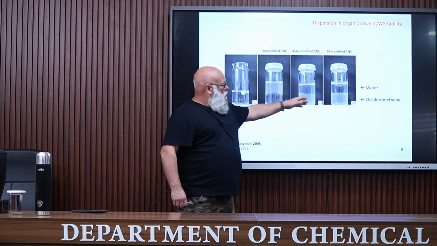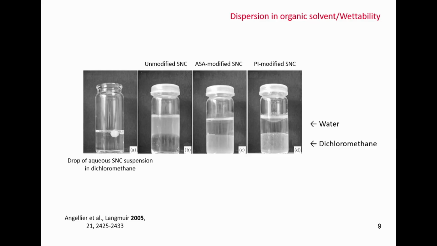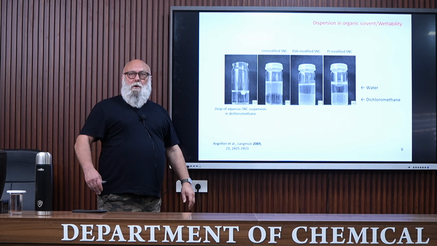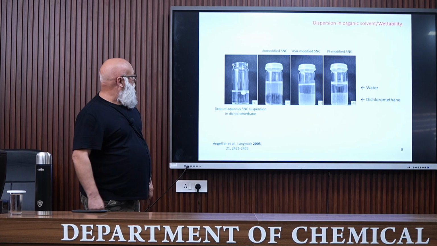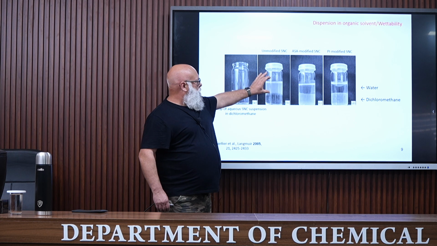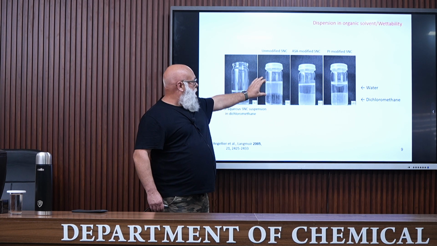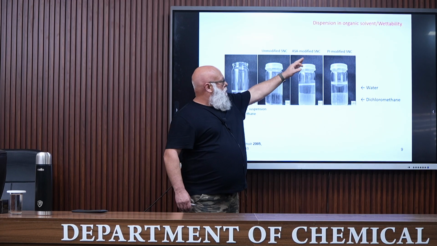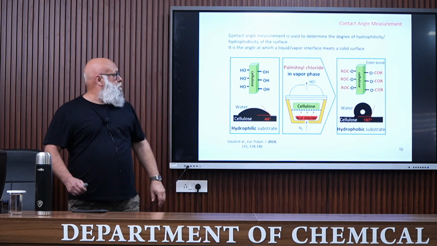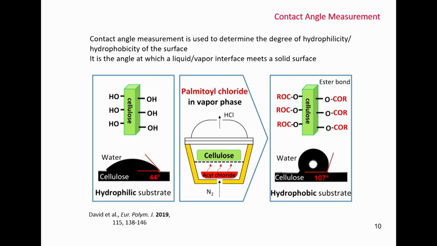And here for these photos, you have two liquids, water and dichloromethane, which are not miscible. So the density of dichloromethane is higher, meaning that it is at the bottom of the flask. For unmodified starch nanocrystals, you can see that the nanoparticles are located in water, and after modification, they migrate to the dichloromethane phase. So contact angle measurement can be also used to check the efficiency of the grafting.